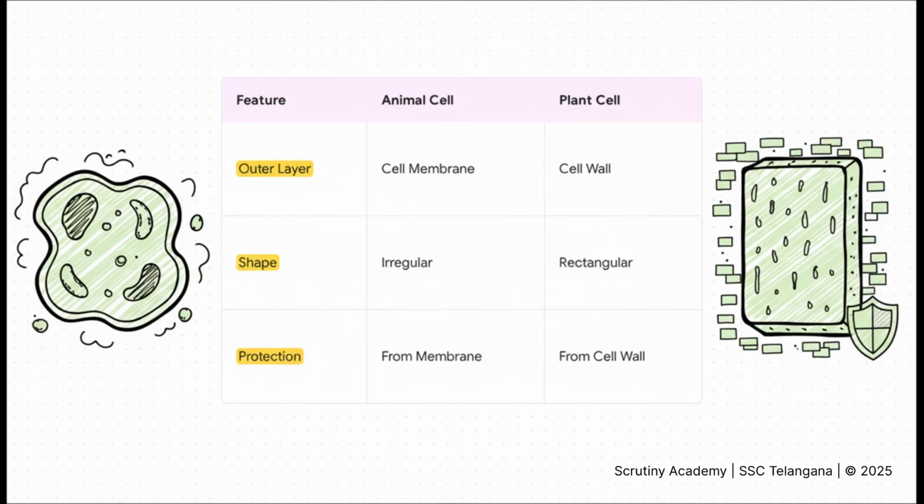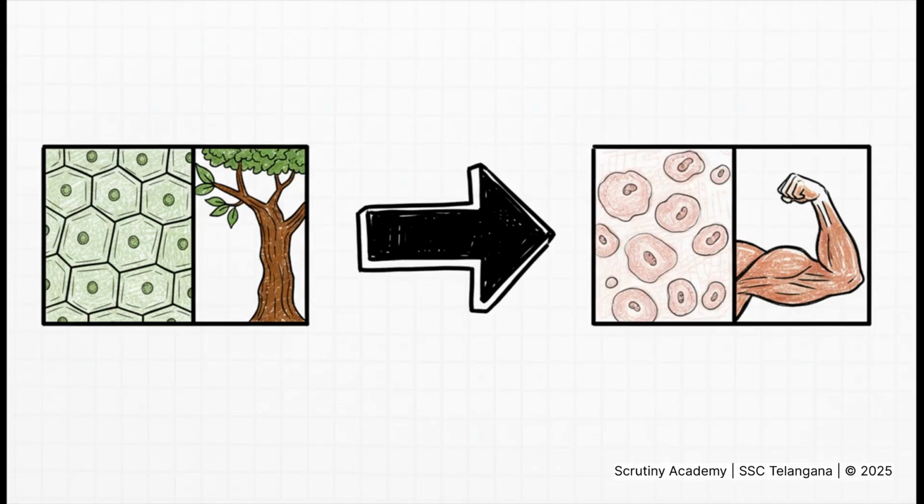It's pretty clear that these simple structural differences completely change how these cells live and work. So what's the big takeaway here? It's that these tiny little architectural differences at the microscopic level have huge, massive consequences in the world we see. I mean, the simple fact of whether a cell has a wall or not, that's the difference between a solid tree branch and a flexible muscle. It's the foundation for all the amazing diversity of life on Earth.